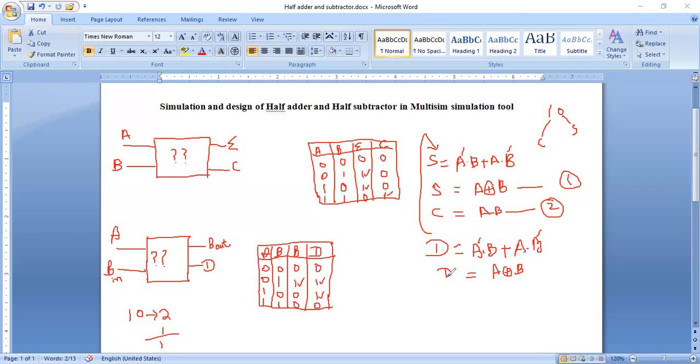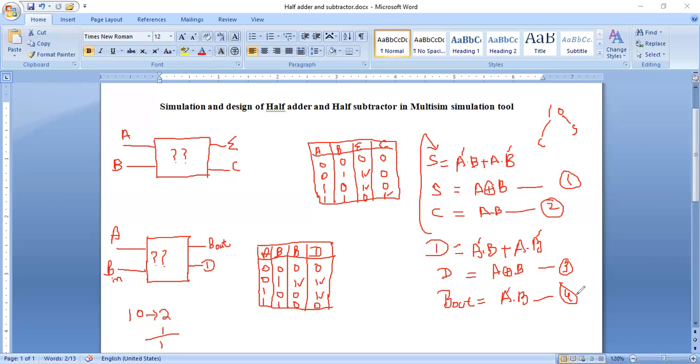But in case of the borrow, I'm going to write down here the borrow equation, B out. So B out is basically A complement dot with B. So these are the 4 equations that we are going to plot in the Multisim simulation tool. And we are going to verify that this simulation tool will help us to design and verify our half adder and half subtractor.